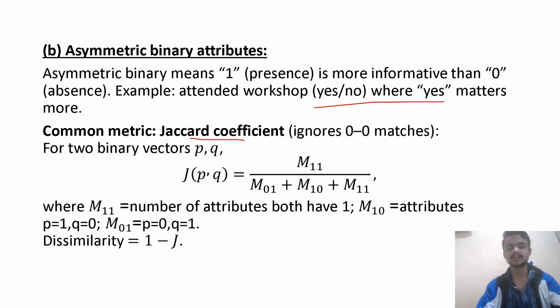For two binary vectors P and Q, J(P, Q) is equal to M11 divided by M01 plus M10 plus M11, where M11 is the number of attributes with 1 in both, M10 is the number of attributes where P is equal to 1 and Q is equal to 0, and M01 is where P is equal to 0 and Q is equal to 1. That gives the similarity.